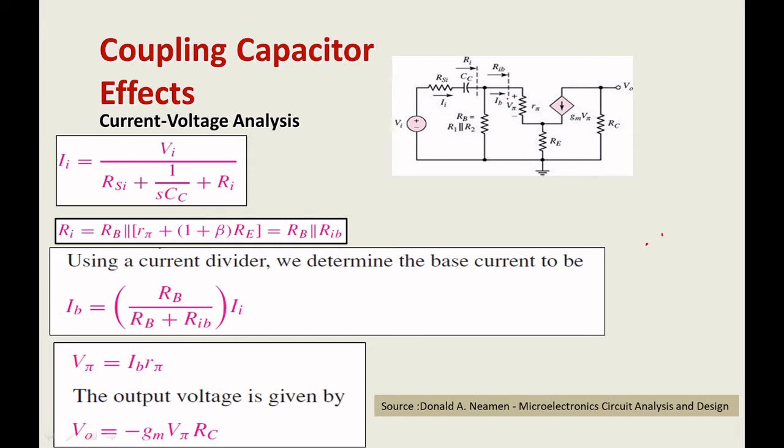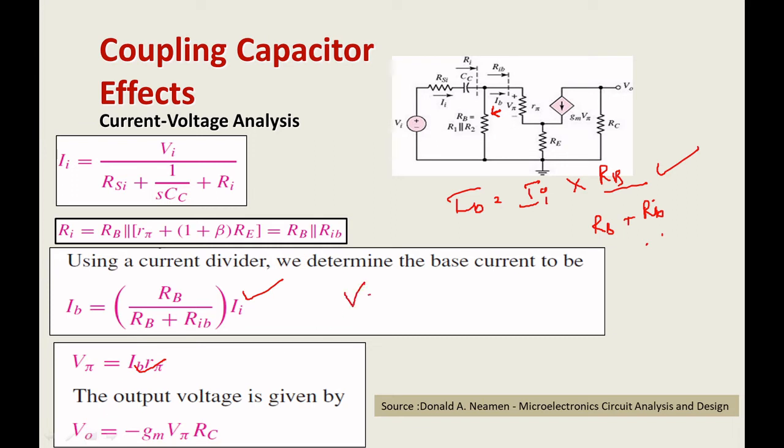Now we will see what IB is. How can you find IB? You use the current divider rule. When you want to find the IB current, you look at the opposite path. The source current will be IA, so I write IA into the opposite resistance RB divided by RB plus RIB. That's all, very simple. You know that V pi is nothing but IB into R pi.